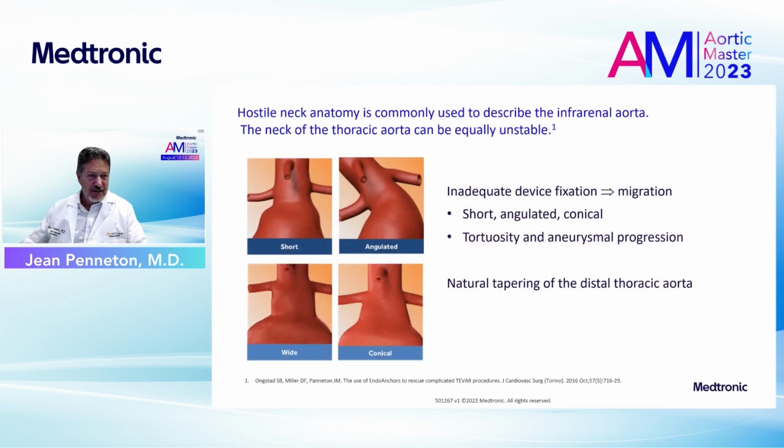So hostile neck anatomy is really commonly used to describe the infrarenal aorta, but what we do know is that the same hostile neck characteristics that we can see in the infrarenal aorta, we could actually also see in the thoracic aorta. And the same way that you can have this hostile neck anatomy, you can also have a thoracic aorta that is more prone to be unstable and will affect either early or late outcome in those patients.